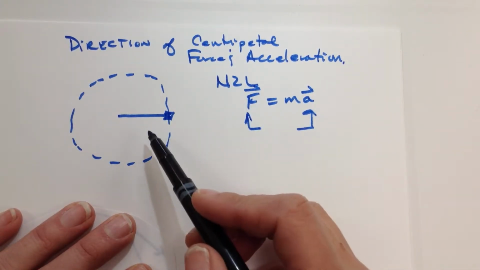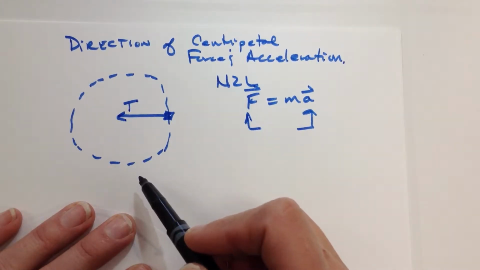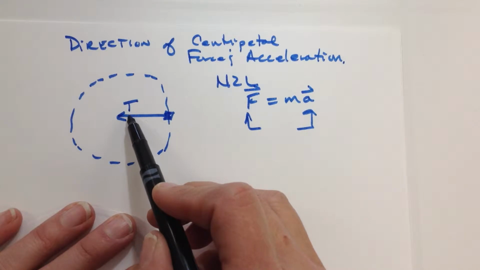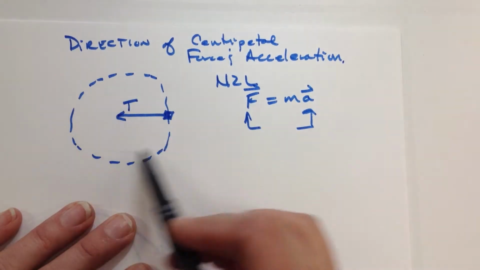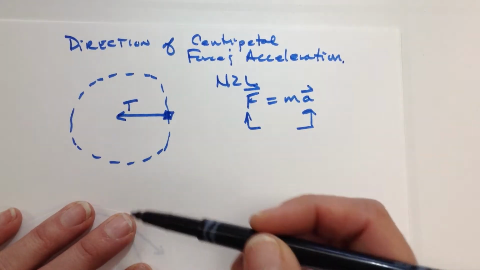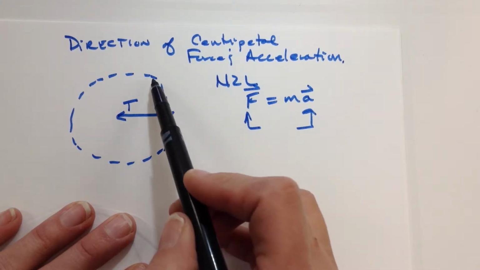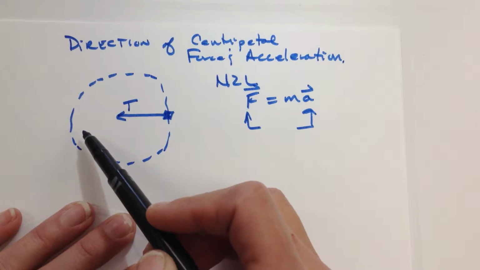So again, going back to our rubber stopper lab, where we had a tension force that was pulling the rubber stopper in towards the circle, this was the direction of our net force. So it tells us that when we do accelerate, it's not accelerating in the direction of motion. You're actually accelerating along the direction of the string. So at each little point along the circle, you are accelerating towards the center.